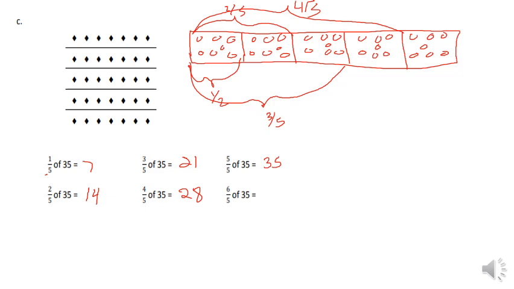Now it's asking for 6/5, and I know that if I added another one on here, that would equal 6/5, and I would have to put another 7 in there. So 35 plus 7 is going to give us 42. So 6/5 would be equal to 42.